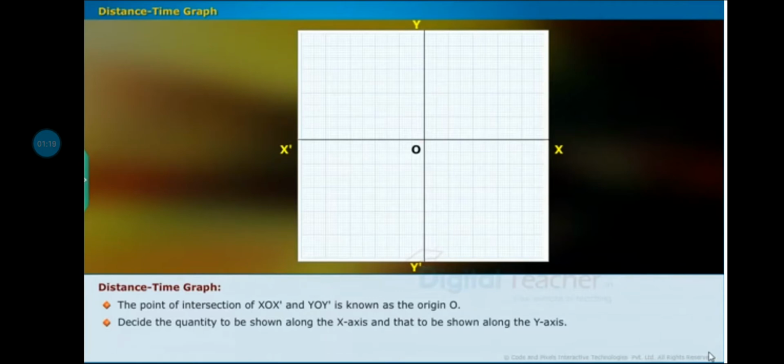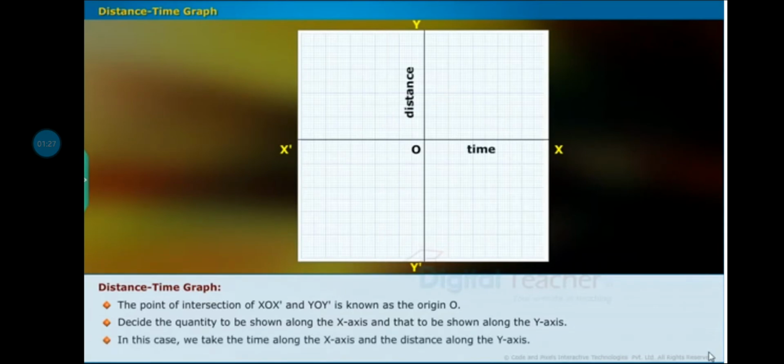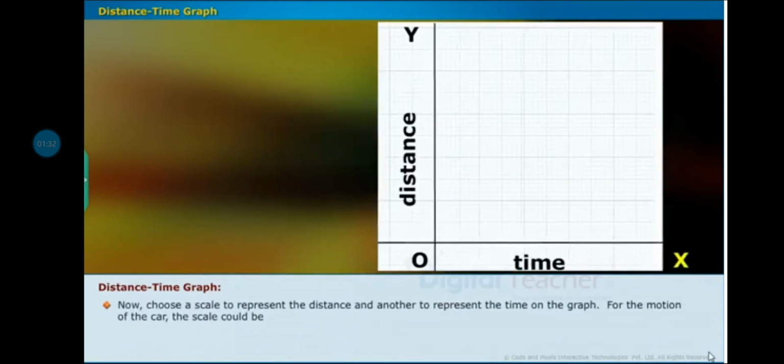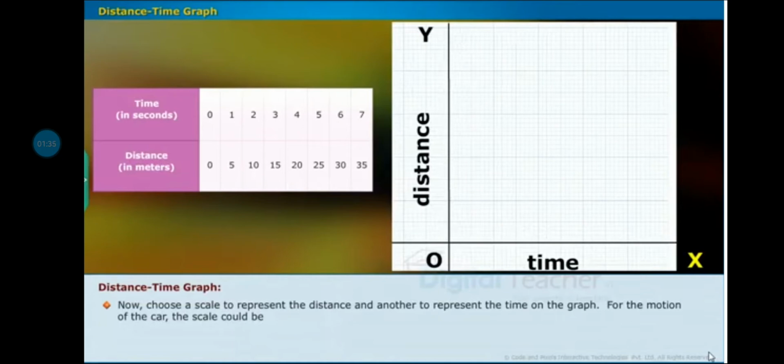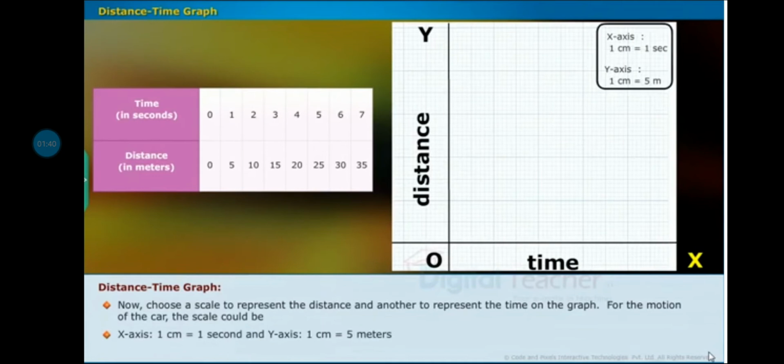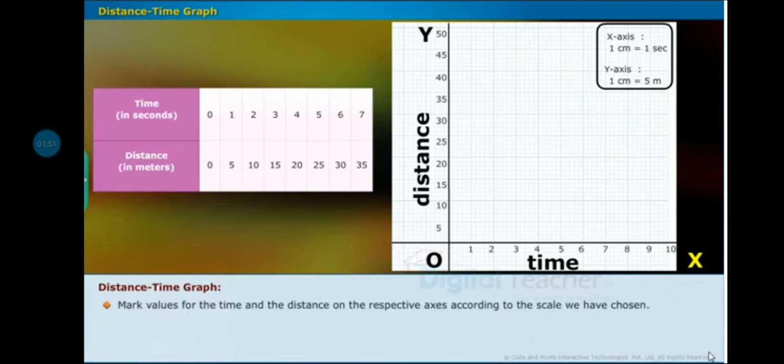Decide the quantity to be shown along the x-axis and that to be shown along the y-axis. In this case, we take the time along the x-axis and the distance along the y-axis. Now choose a scale to represent the distance and another to represent the time on the graph. For the motion of the car, the scale could be x-axis 1 centimeter is equal to 1 second and y-axis 1 centimeter is equal to 5 meters. Mark values for the time and the distance on the respective axis according to the scale we have chosen.